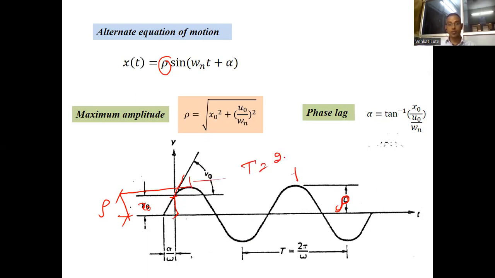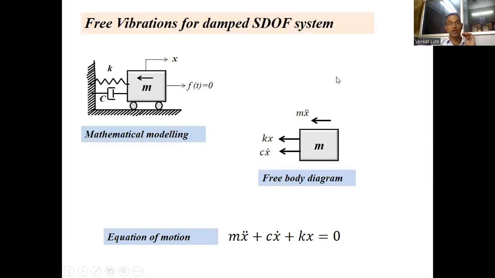So this maximum amplitude is your rho, and from any peak to peak is your time period capital T, which is 2 pi by omega n. Omega n is the natural frequency, T is the time period of the structure, and alpha is a phase lag, which is nothing but when you extend this curve to the x-axis negative side, which is alpha by omega n, that is a phase lag. It can be obtained from tan inverse of x naught by u naught by omega n. So this is as far as the undamped system is concerned.